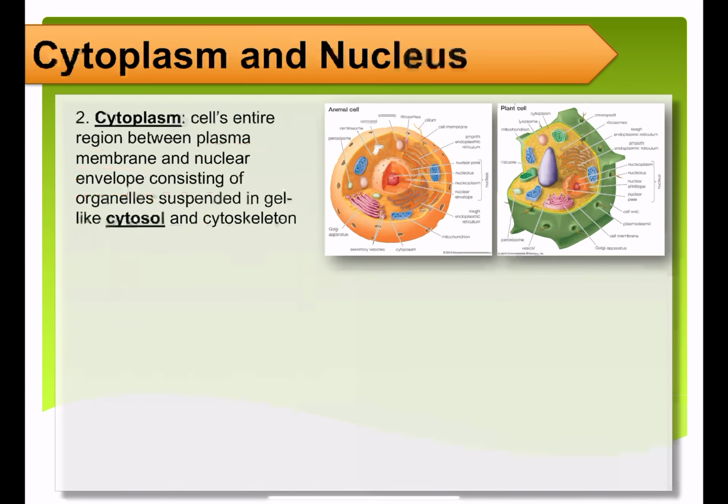All right, the next thing we have in all eukaryotic cells is the cytoplasm, which, like I said, is the cell's entire region between the plasma membrane and the nucleus, or the nuclear envelope to be more exact. All this space within the animal cell or the plant cell is called the cytoplasm, and it consists of organelles that are suspended in a gel-like substance called the cytosol.